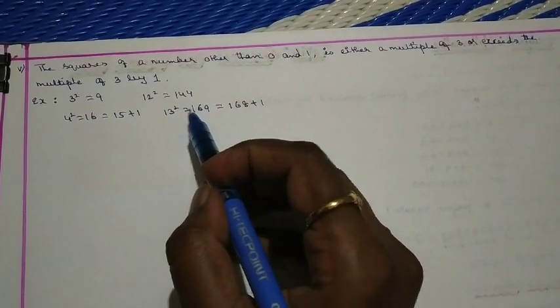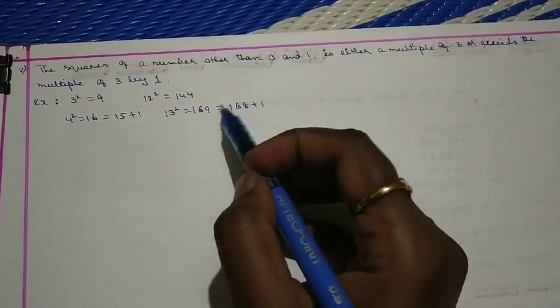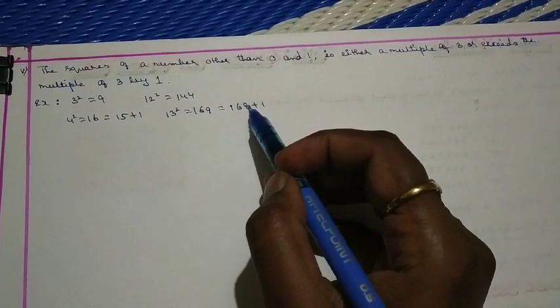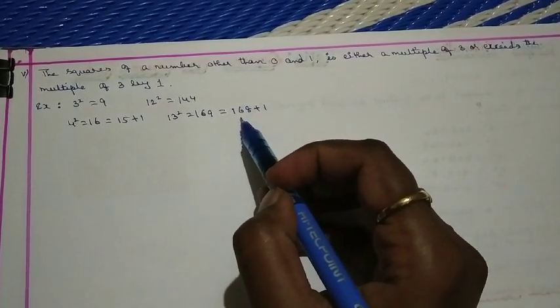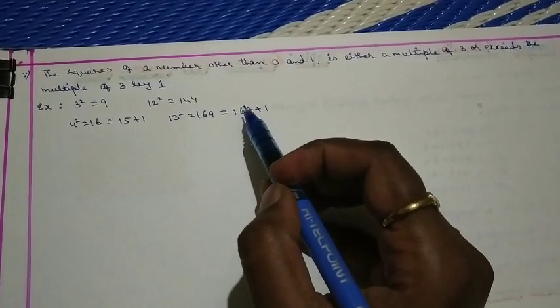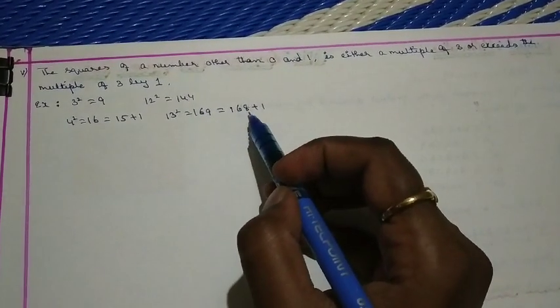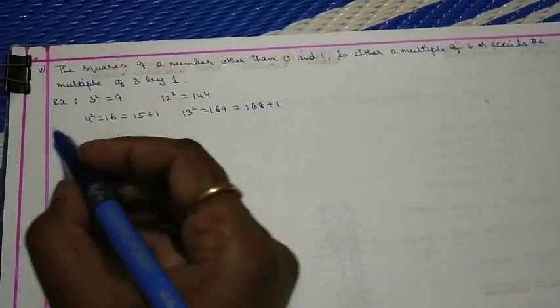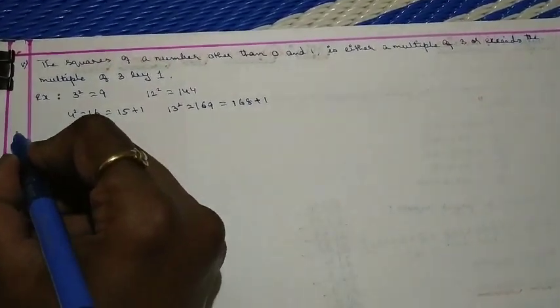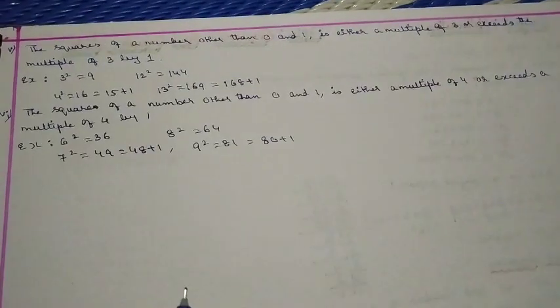Then 13 square is nothing but 169. 169 can be written as 168 plus 1, where 168 is exactly a multiple of 3. That is, 56 3s are 168, plus 1. So it exceeds by 1.